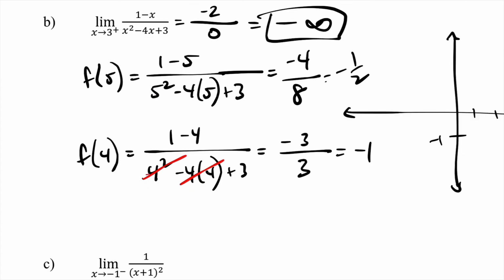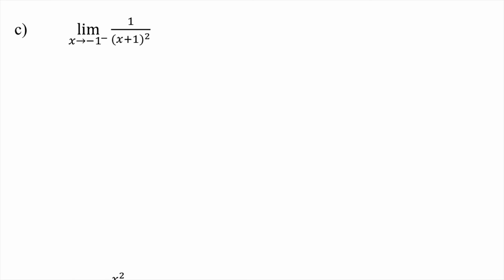So I want you to do C on your own. We did it on the front. You know where the vertical asymptotes are. But now I want you to do this one on your own.